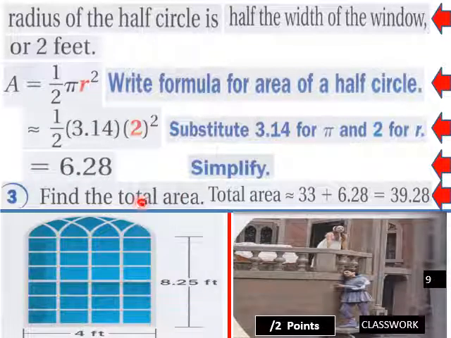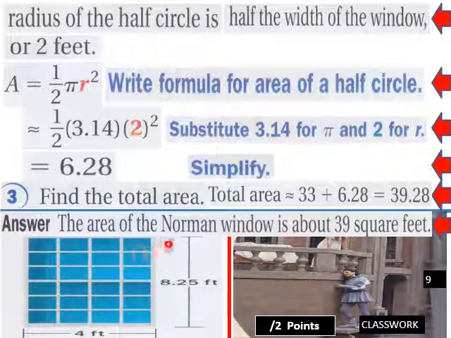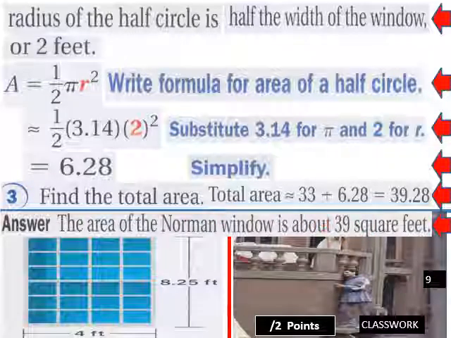So the total area would be 33 plus 6.28, which is 39.28 square feet for this Norman window. It's about 39 square feet. We round down. So the area of the window is 39 square feet.